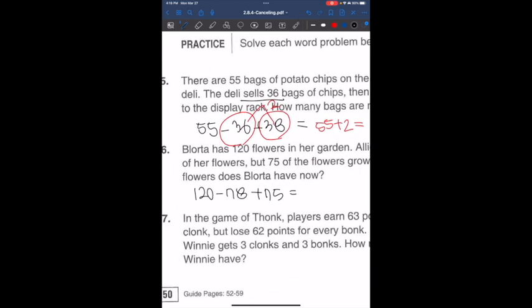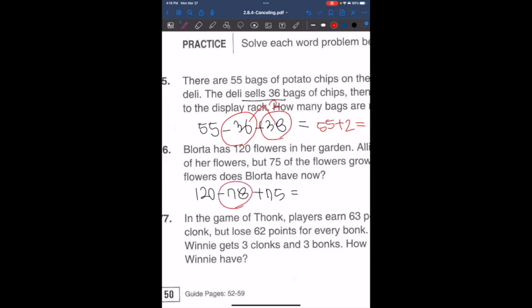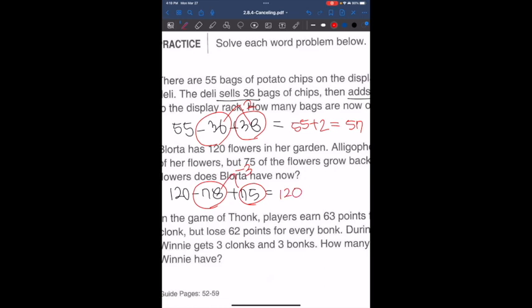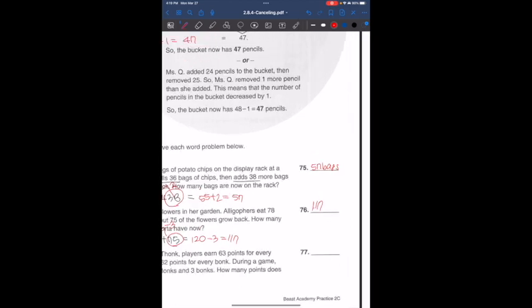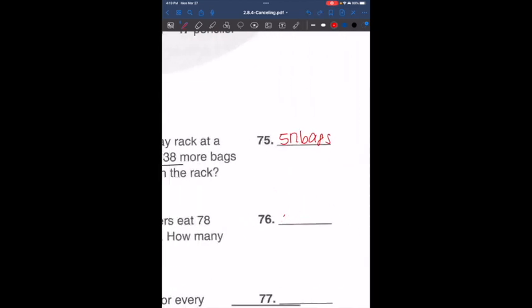Now, 78 and 75 are close numbers because they're only three numbers apart. 78 is negative and 75 is positive. And so 75 plus negative 78, or 75 minus 78, gives us negative 3. And so we have 120 minus 3, which is 117. So we have 117 flowers right now in total.